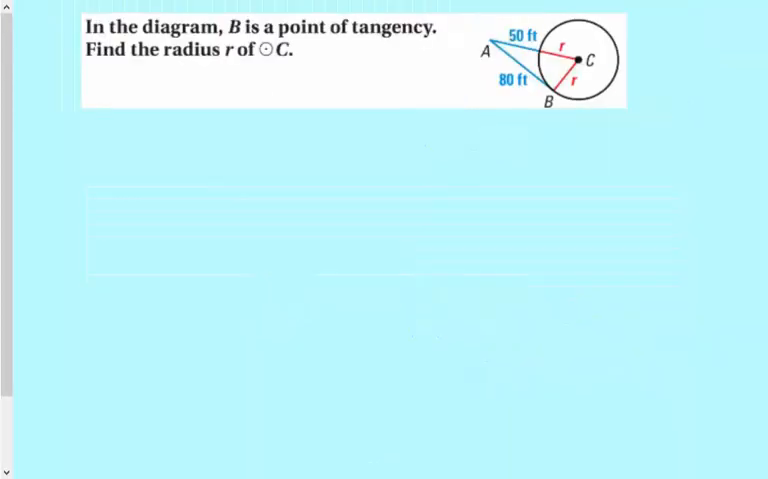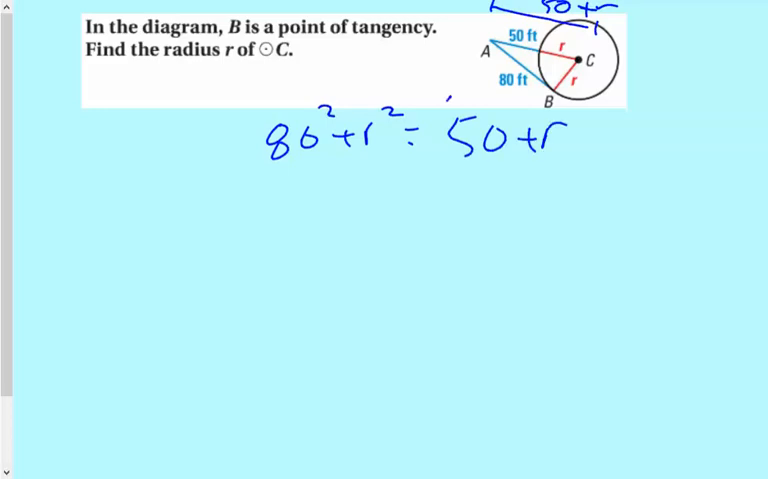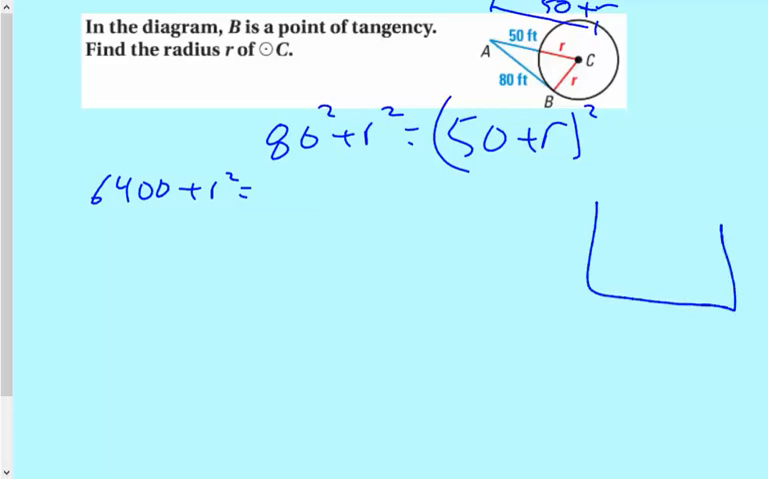And it's that simple. Now, you're going to come across questions like this that are a little more complicated, in which we have to use a little bit of algebra from last year. So what we're going to do is 80 squared plus r squared, and this segment right here is 50 plus r. So 50 plus r squared, or r plus 50 squared. You need to know how to square that, and I'm going to show you how to do that in case you forgot. So I'm going to go 6400 plus r squared, and then we use our box here.